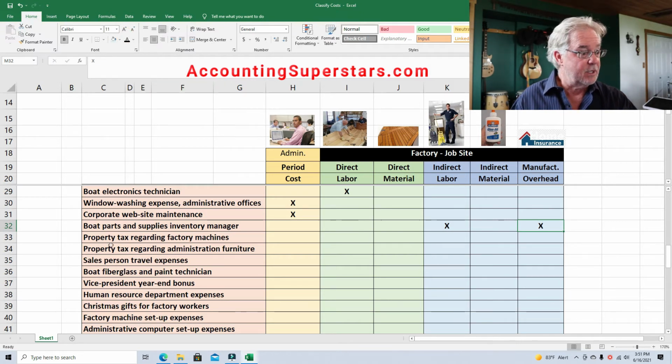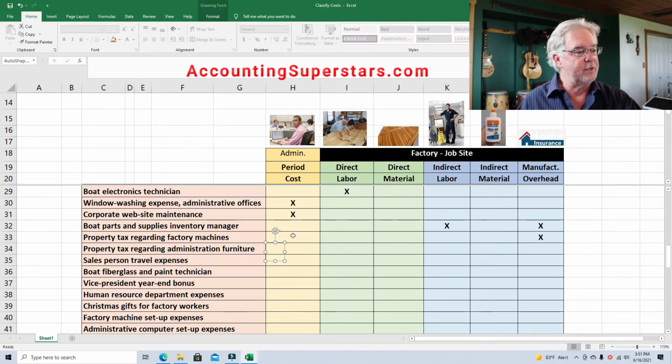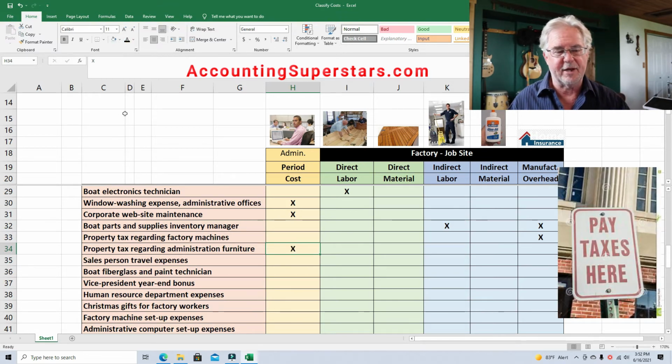They're the same thing. Property tax regarding factory machines, that would be just manufacturing overhead. It's not indirect labor. It's not indirect materials. It's just overhead. Property tax regarding the administrative furniture. So you may or may not know this, but the government oftentimes taxes things like business furniture. Can you believe it? Like a business desk. At least down in Arizona they did, and I'm sure they do it in a lot of other states.